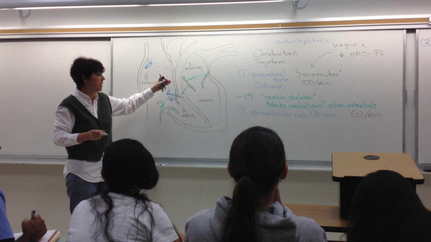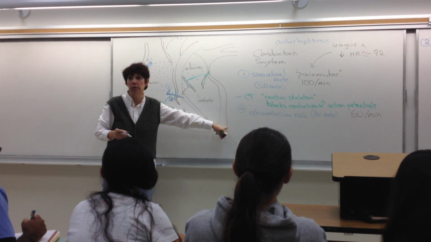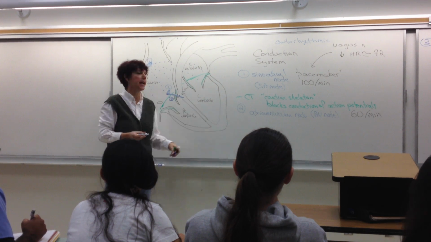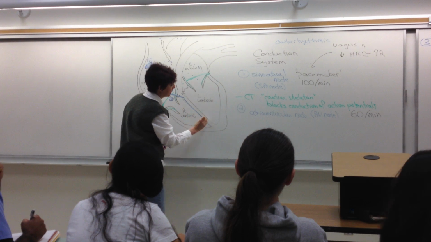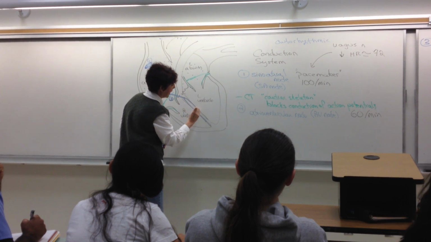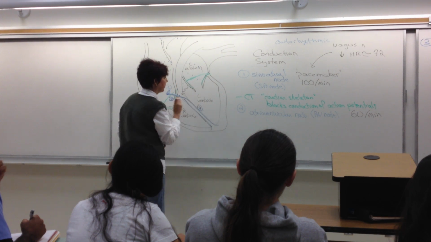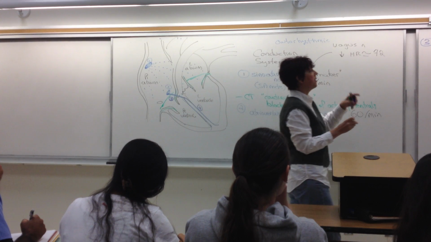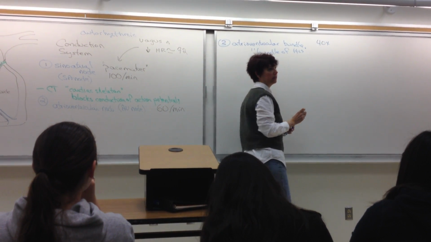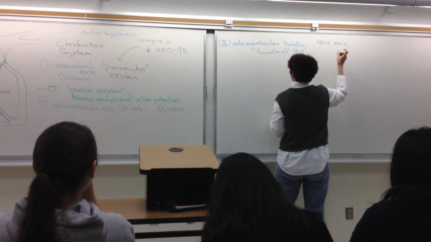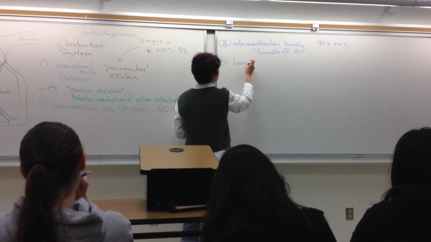But remember, we don't want to start that current at this area, but we want to carry it down and allow it to start from the apex. So the atrioventricular bundle has two branches, right and left bundle branches. The atrioventricular bundle itself will fire about 40 times a minute, okay? As does the bundle branches. Let's do the bundle branches.